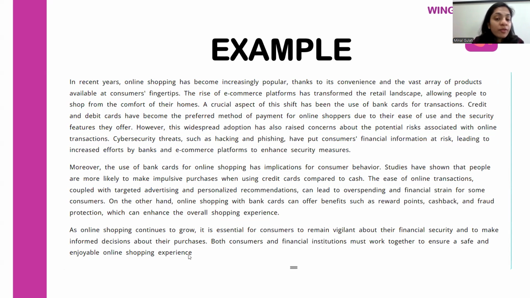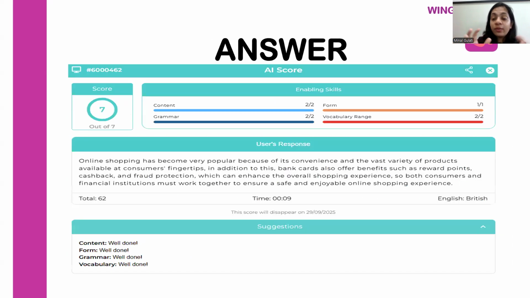It is just like you have to frame a story out of it. First, I gave the advantage it has for consumers, then how banks offer advantages to the consumers, and in conclusion, or so, hence, they must work together, both parties, consumers and banks, to ensure a safe and enjoyable shopping experience. That's all. This is how you get full marks out of full marks in your summarized written text, right?